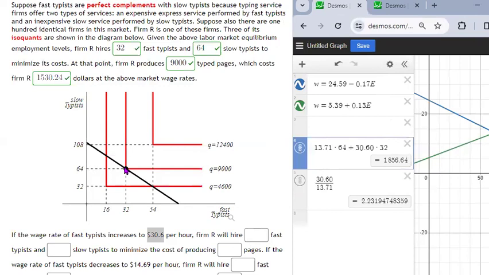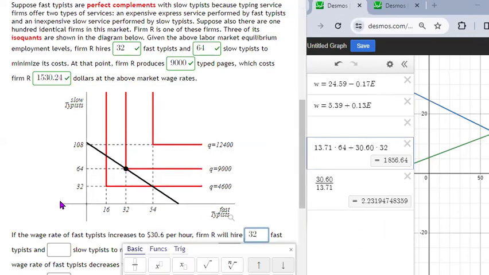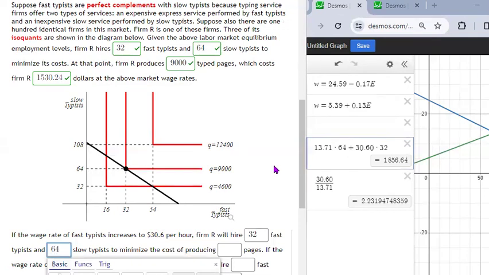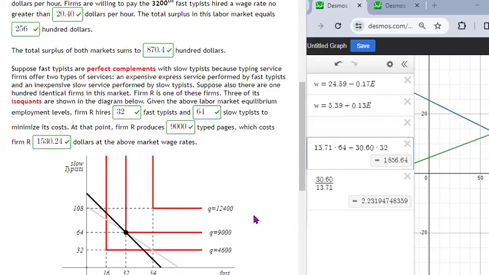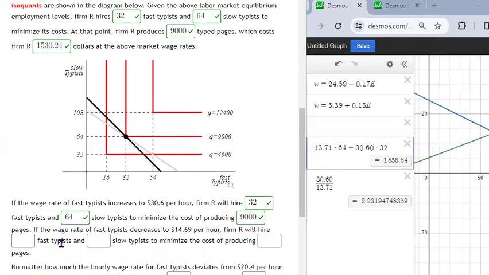It's not going to change the optimal solution because all we're going to get is a rotation of this iso-cost line, right? It's going to rotate through that black dot. So R is still going to hire 32 fast typists and 64 slow typists to minimize the cost of producing the 9,000 pages, right? This was the old iso-cost line right here. The black line is now the new iso-cost line, right? It just got steeper. That's all that happened.